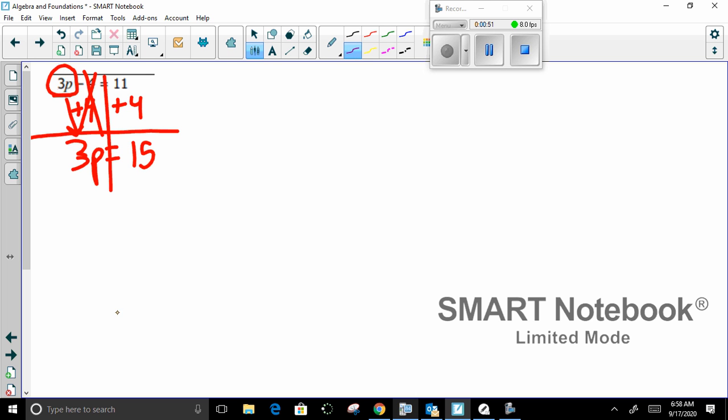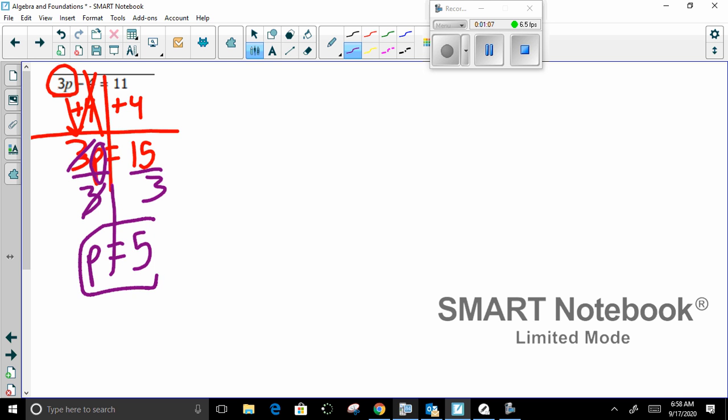Now I want to finish solving for p. I want to get this p by itself. When they're next to each other, that's multiplication. The opposite of multiplication is division. So you're going to divide both sides by 3. So p equals 5. That's my answer. That's my solution.